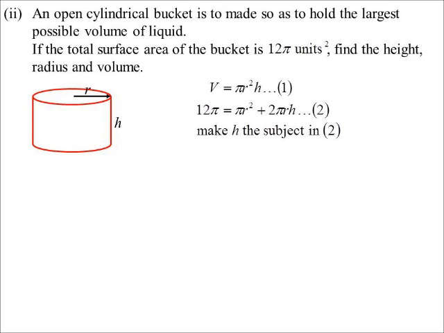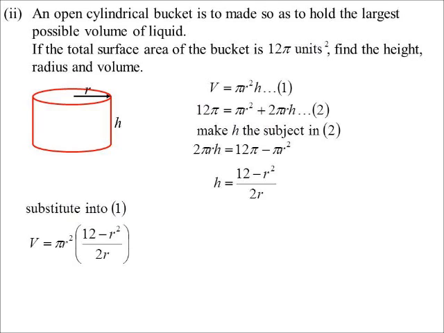We're going to make h the subject. That's going to be the easiest one to work with. So h is (12 minus r squared) on 2r. Subbing that back into my volume, I end up this time with a cubic. Okay, so this is where the calculus certainly comes in handy, because with the cubic, I can find the maximum and minimum points. In this case, we want to maximise the volume. So we want to find that maximum point.